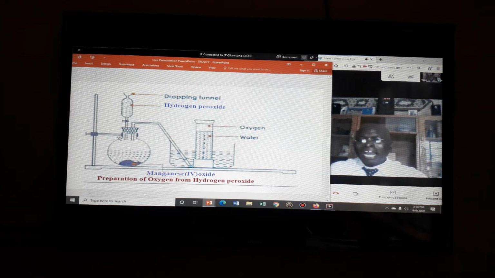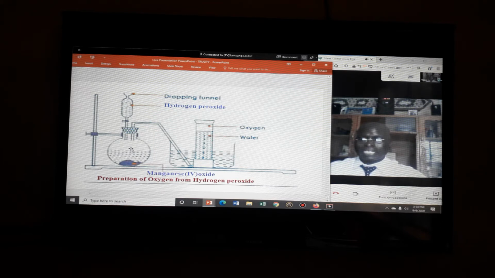Then we have this apparatus right up here, which is called the dropping funnel. The dropping funnel has a tap. Then we have this other apparatus, if you can kindly follow my cursor, called the flat-bottomed flask. This flat-bottomed flask is going to be used as a gas generator. This is the apparatus from which the gas will be produced.